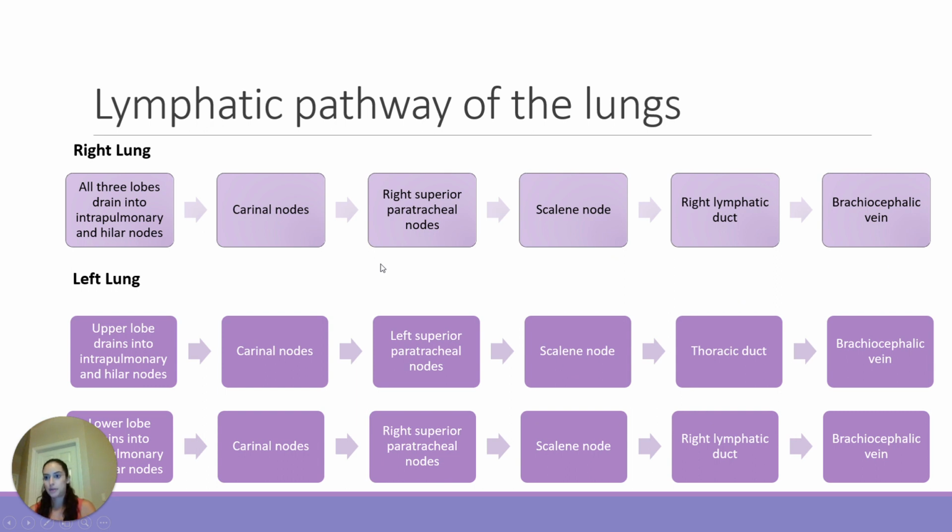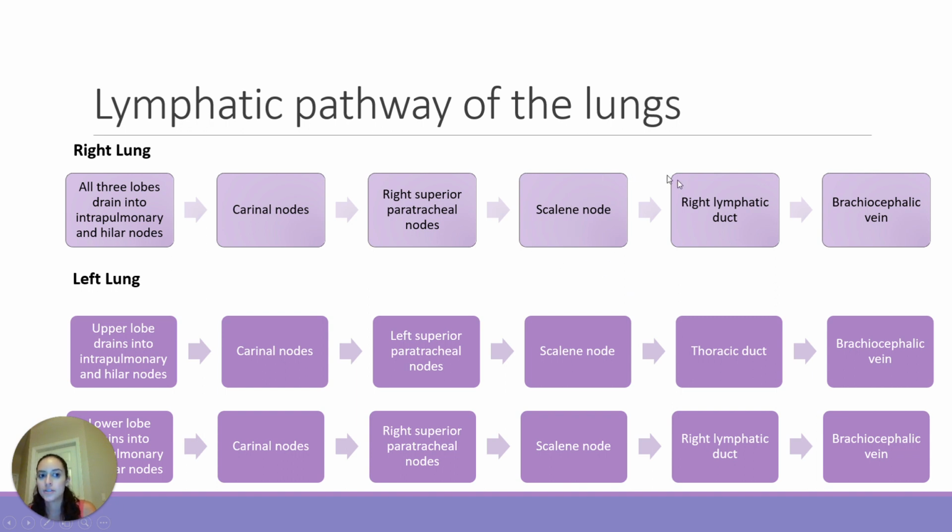So here's the lymphatic pathway. For the right lung, pretty straightforward. All 3 lobes of the right lung drain into the hilar nodes, the intrapulmonary and the hilar nodes, which are the ones that we went over that are very deep into the lungs. Then they come out of the lungs through the bronchus to the carinal nodes. Then the carina unites to form the trachea, so it goes into the right superior paratracheal nodes. Then it goes over to the scalene node. We're going to talk a little bit more about this node in breast, which is a few slides ahead.